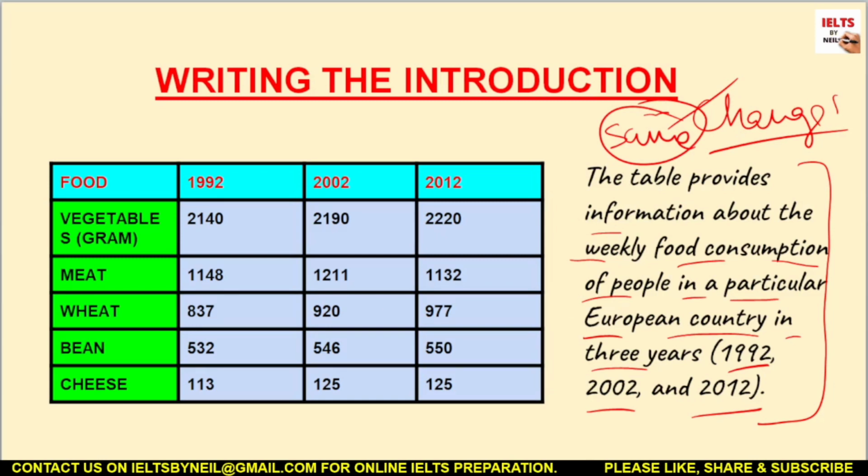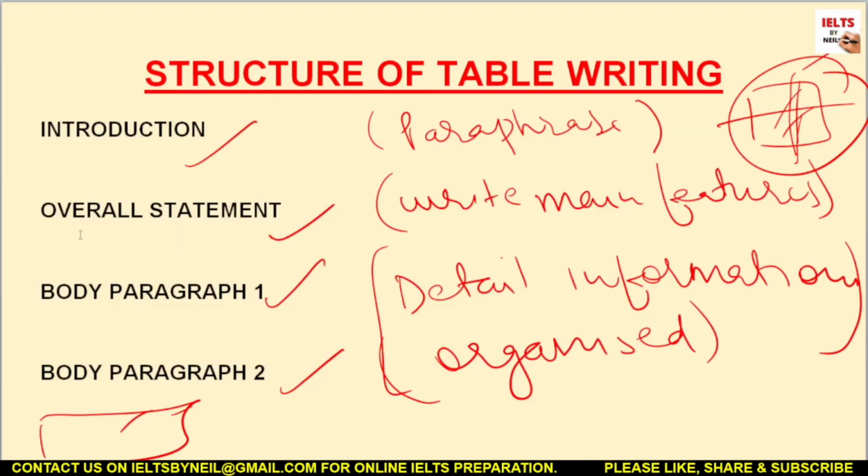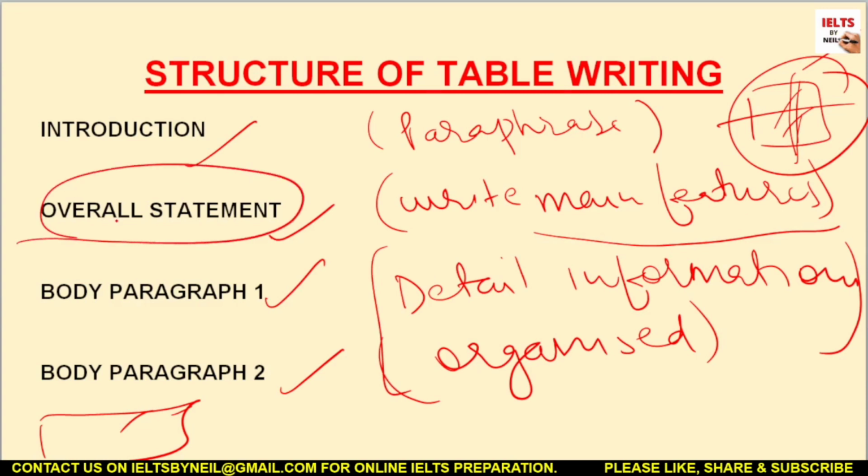Now moving on to the next part, that is the overall statement. If you had a look here, the introduction is done. The next one is the overall statement. So what is the overall statement? Basically, the overall statement is the main feature. Whatever the main feature of the table is, that will be our overall statement.